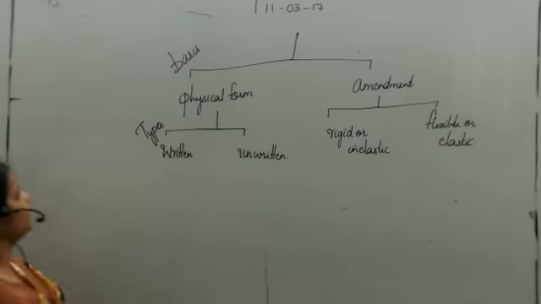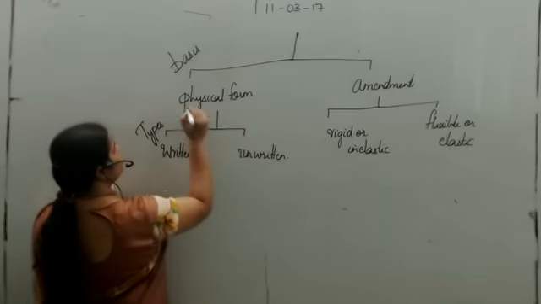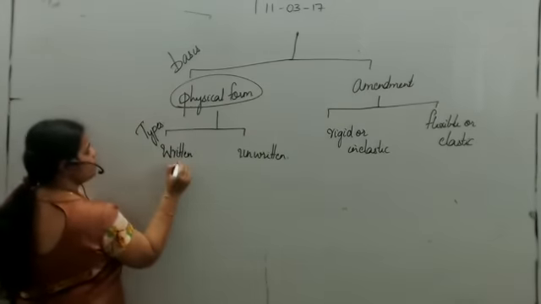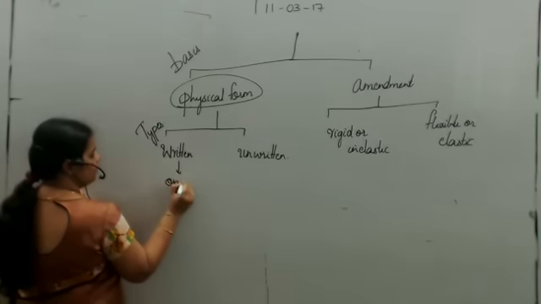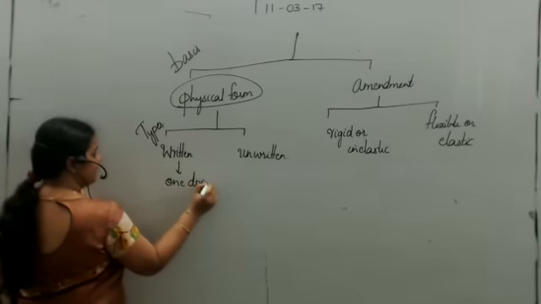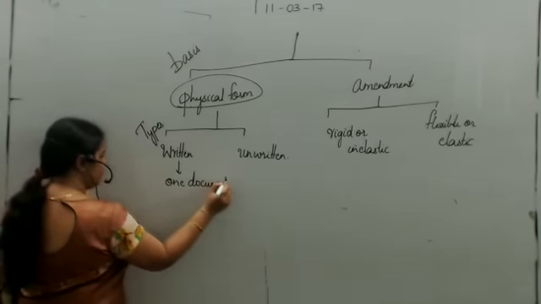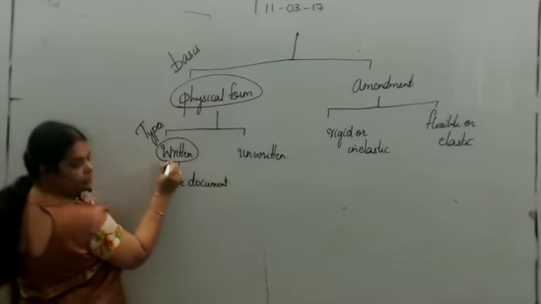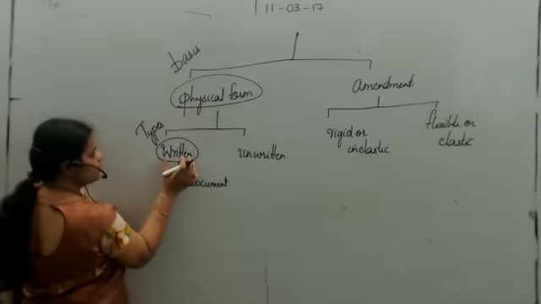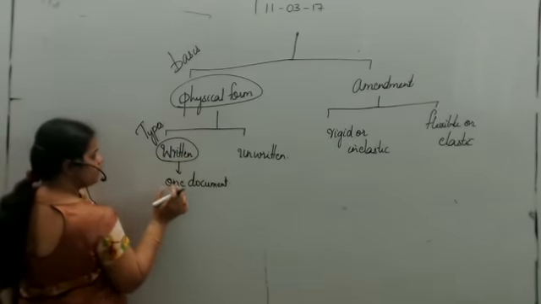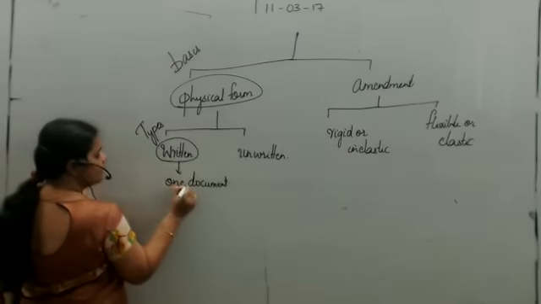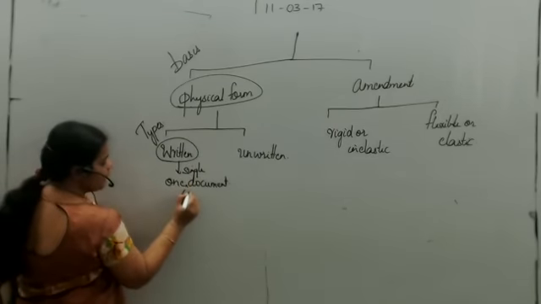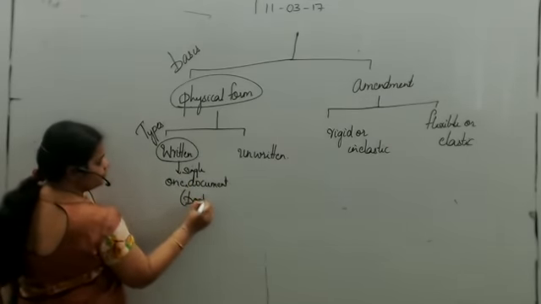Okay, now let's look at this part first. When I talk about physical form, I mean, can I find the constitution as one document or book? If I find the entire constitution of a country as one document or a book, I call it a written constitution. So how do we define a written constitution? A constitution which is available in one single document, we call it a written constitution. So it is as good as a book.